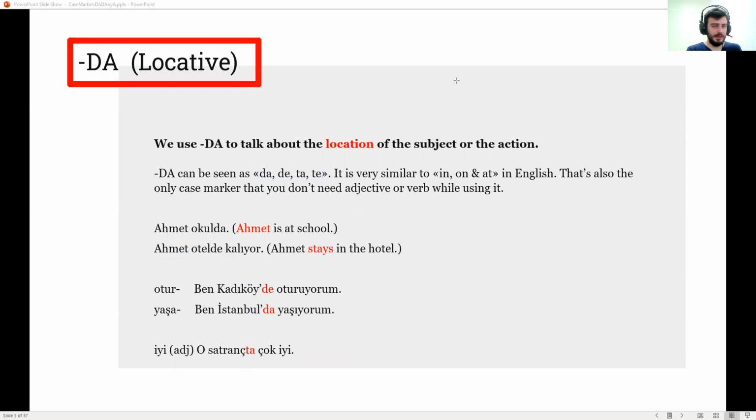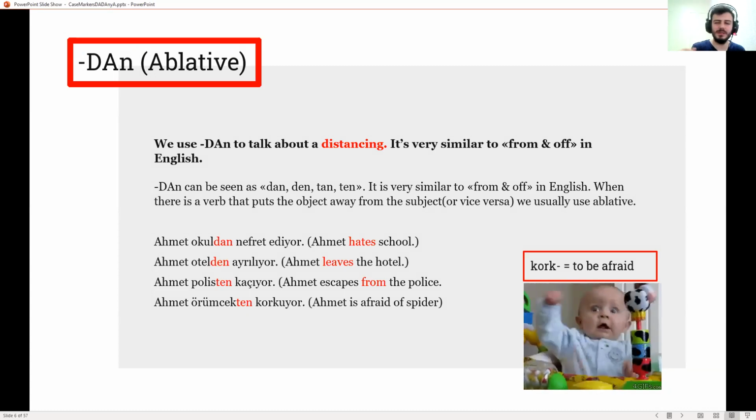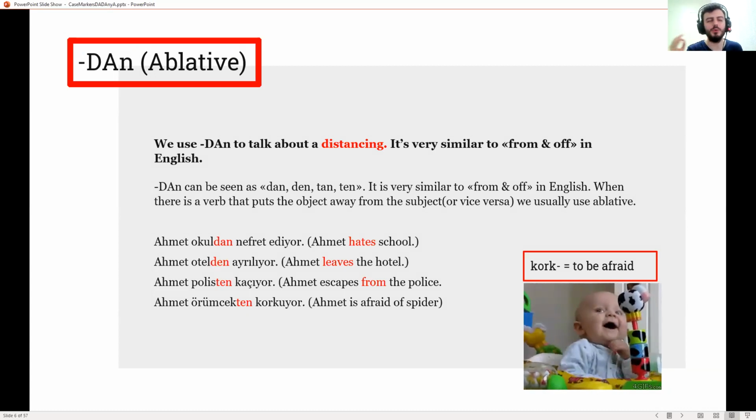So, other than that, it's very similar to in, on, and at in English. We cannot say it's the same, but it's very similar in that case. So you can remember it like that. Locative case is just like that. That's easy. When it comes to ablative and dative, things change a little bit, because it's sometimes more difficult to differentiate it from the verb if it is an ablative or a dative case.